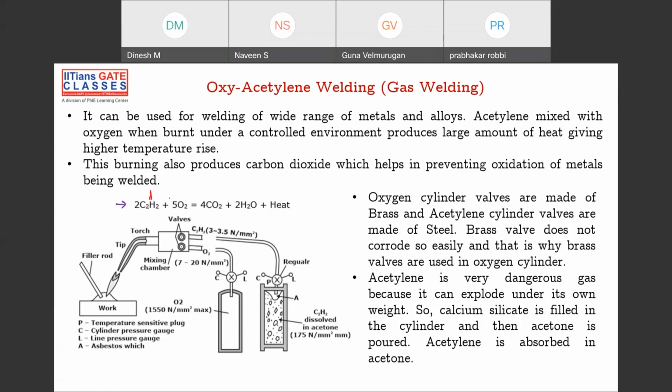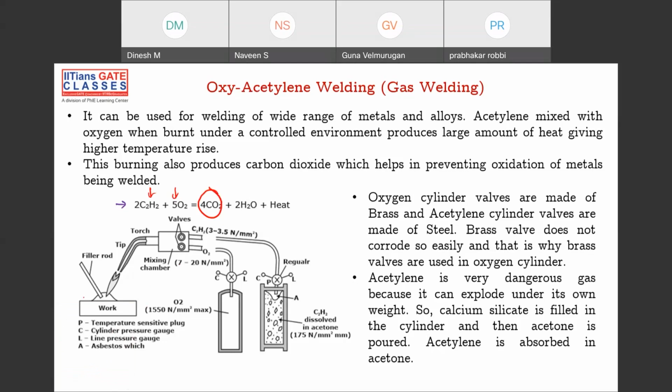Here we have selected C2H2 and oxygen. Why, sir? We can select some other things also. We could just use LPG, directly burn it and use that. I can use that, but we have selected this kind of combination so that CO2 is produced. Why CO2? Why are we using CO2? I don't see any point in using CO2. We have to use that CO2.